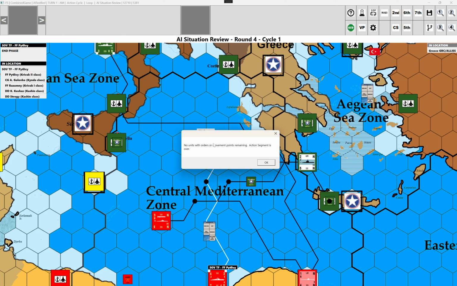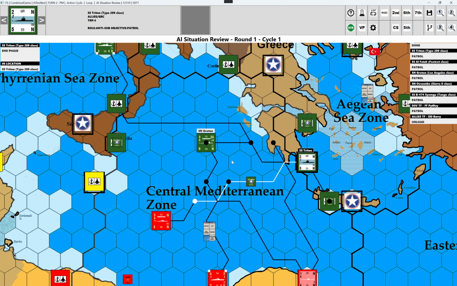Okay, so no units with orders or movement points remaining. Action segment is over. Okay, so turn 2 p.m. Boom, it goes on to the next turn. Things start picking. Notice some of the destinations changed a little bit. So there's a small chance that as they're still moving into the area, they might change where they're going. It's a little bit of randomness, right?